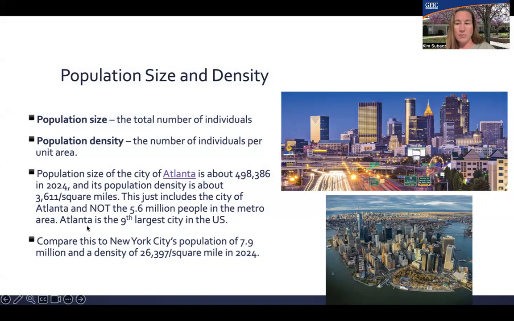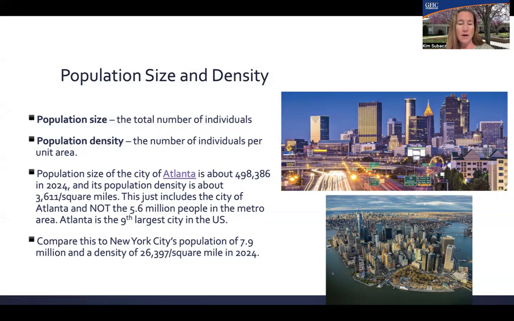So for example, I pulled up Atlanta, and according to Wiki in 2024, the city of Atlanta is under 500,000 people, 498,000. And that is, again, just the city of Atlanta. But if you include the metro area, we are at 5.6 million people in the metro area.